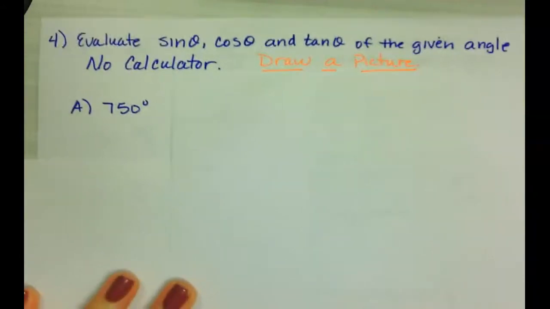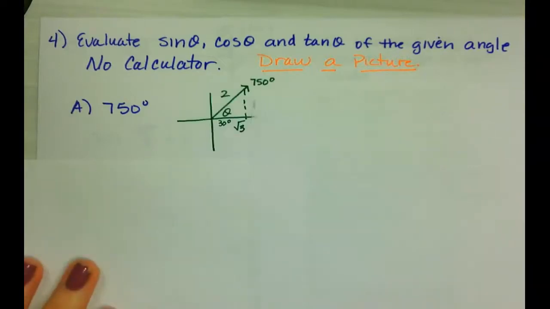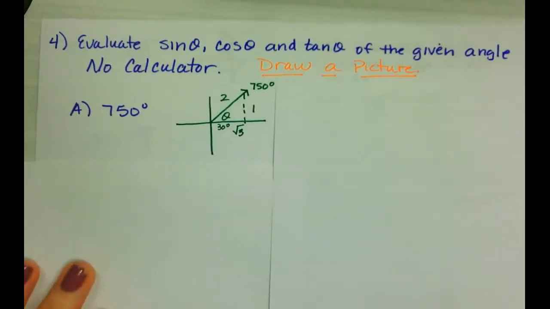All right, so on question 4, we are going to evaluate for sine, cosine, and tangent of a given angle. Again, no calculators, and drawing a picture is a must. So the angle I'm going to find is 750. I have to figure out where 750 would be, because that's more than one rotation around the circle. There's a couple ways you can do that, but it's going to end up in the first quadrant.